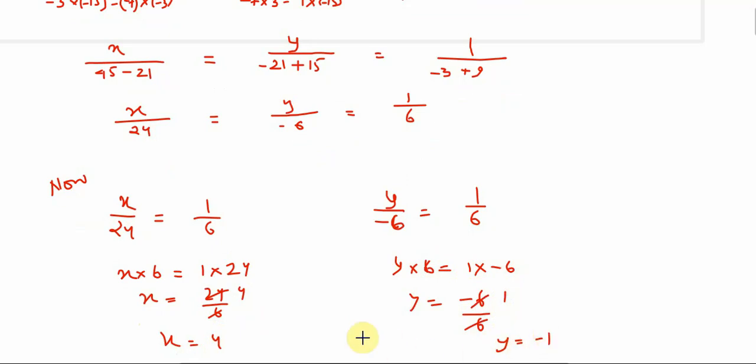So I hope you are clear with the cross multiplication method as well. So we are done with all the methods. These two questions are enough to understand cross multiplication method. If you find problem, then try to watch it twice. Then I hope you will be clear with cross multiplication method as well.